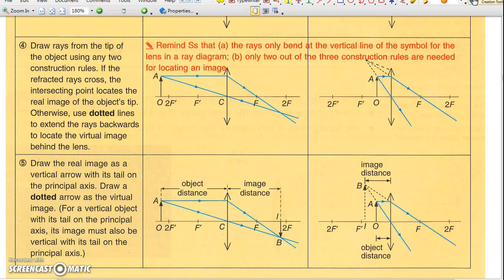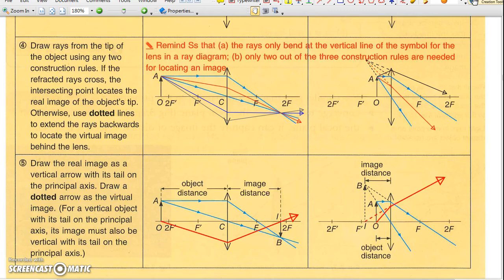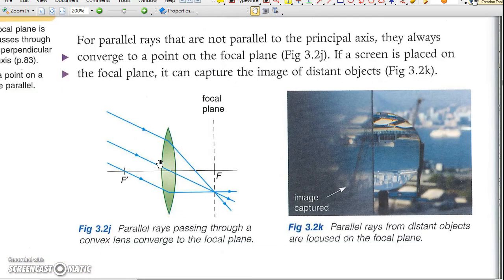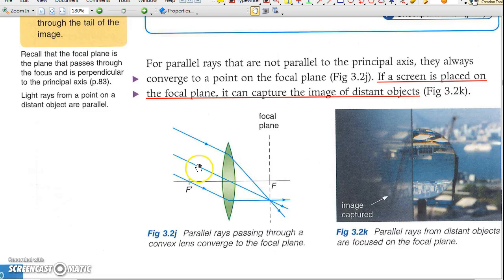Note that all light rays from a single point of the object should pass through the same point of the image. In this way, you will be able to draw the refracted ray of any light ray emitted from the object. The light ray that passes through the center of the lens goes straight.